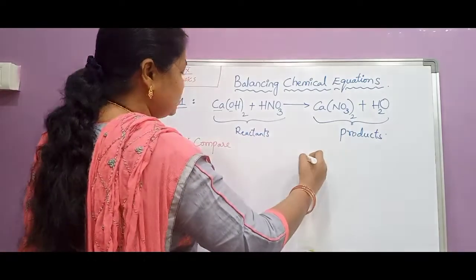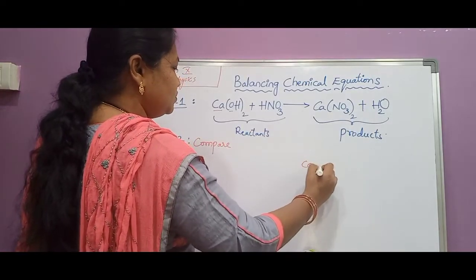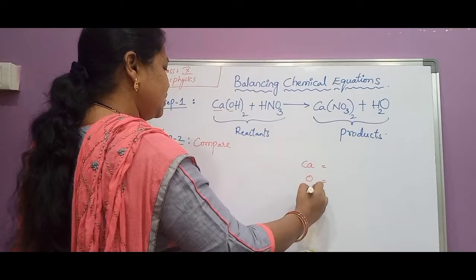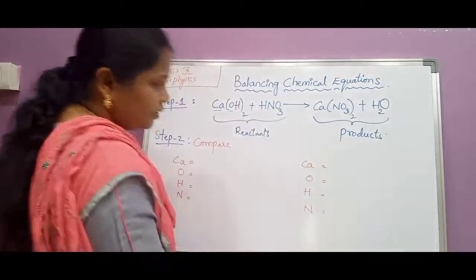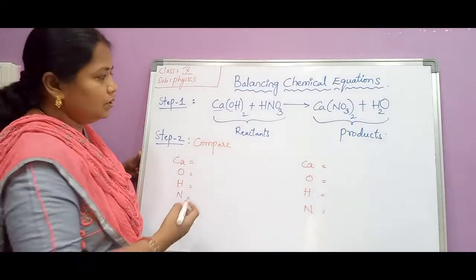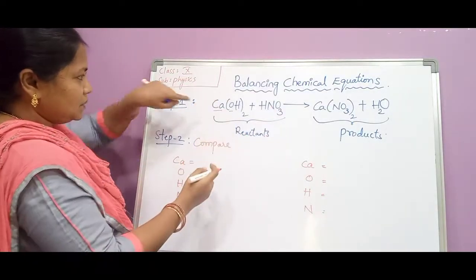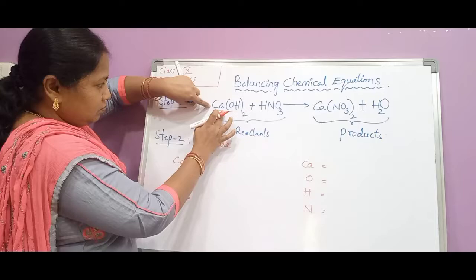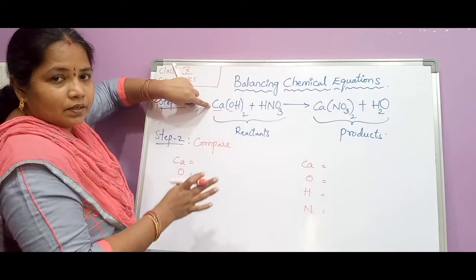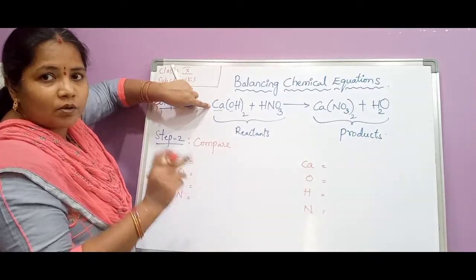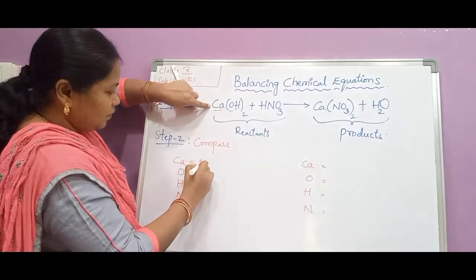And towards the RHS side also the same elements are found here: calcium, oxygen, hydrogen and nitrogen. So write like this. The number of atoms also you need to write here. Towards the LHS side, how many calcium atoms are there? In this formula there is only one calcium atom. We have to consider it as only one because there is no subscript here. Wherever there is no subscript, we have to consider it as only one atom. Okay, calcium is only one here.